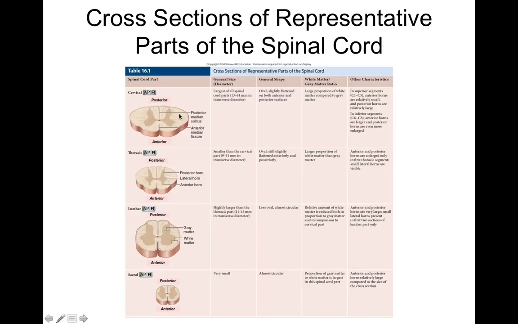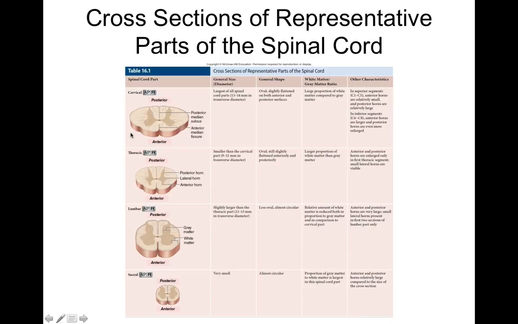Now, if you look at the cross-section of the spinal cord here, what we find is the spinal cord actually looks different all along its length. So here's a cervical segment of the spinal cord. Then we have thoracic, lumbar, and sacral. If you look here, the cervical segment is the largest segment of your spinal cord. And that makes sense because it's closest to the brain.